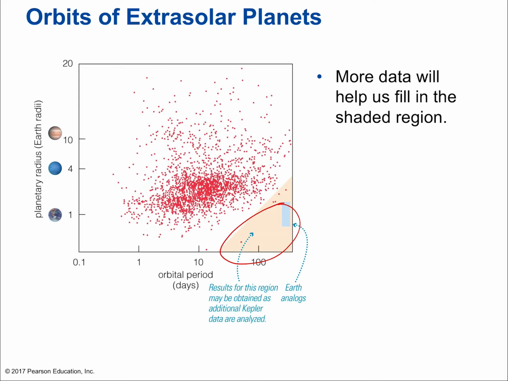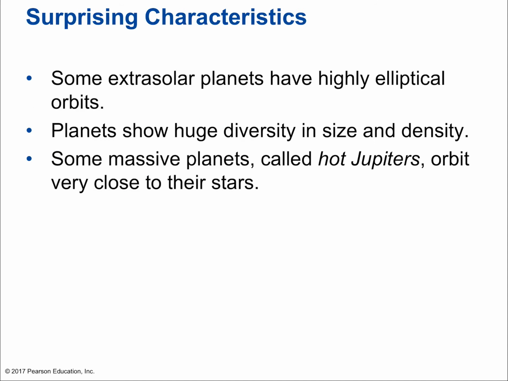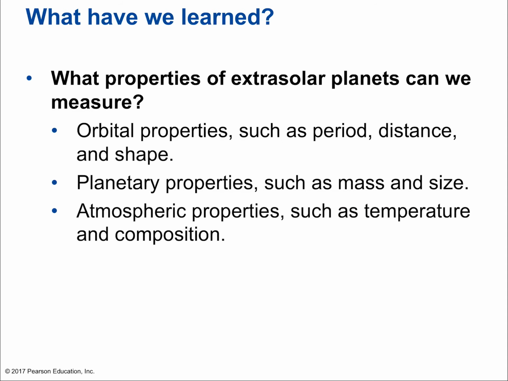But notice that we do tend to find a lot of Earth-like planets that are much closer to their stars. But that's the bias, right? These are much easier to detect with both techniques, the Doppler and the transit method. So we are finding a lot of Earths, but very close in, okay? So some extrasolar planets have highly elliptical orbits, I mentioned that. Planets show huge diversity in size and density. And some massive planets called hot Jupiters orbit very close to their stars. That was the first one that was discovered.